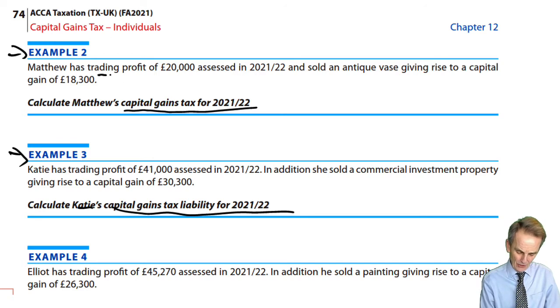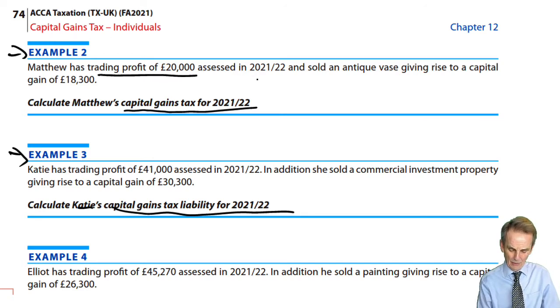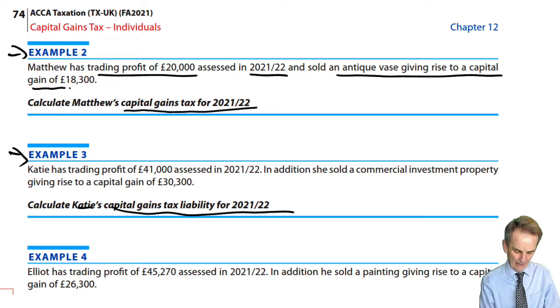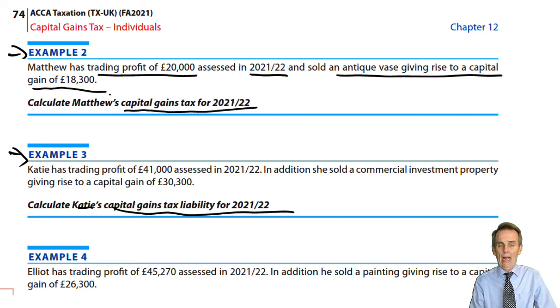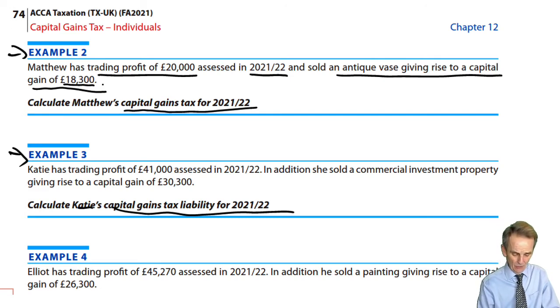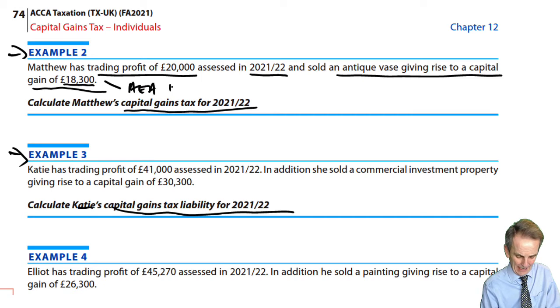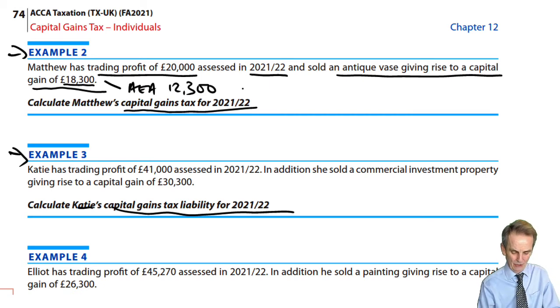We're told that we've got a trading profit of £20,000 to be assessed in 21-22, and we've sold an antique vase giving rise to a capital gain of £18,300. So to compute a CGT liability, we need to know taxable gains. Well, that's simple enough. We've got a capital gain of £18,300. It seems to be a single chargeable disposal made in the tax year. So what we've got to do to work out our taxable gain is to deduct from that gain of £18,300 our AEA of £12,300. And that therefore will equal our taxable gain. Clearly not a big number.